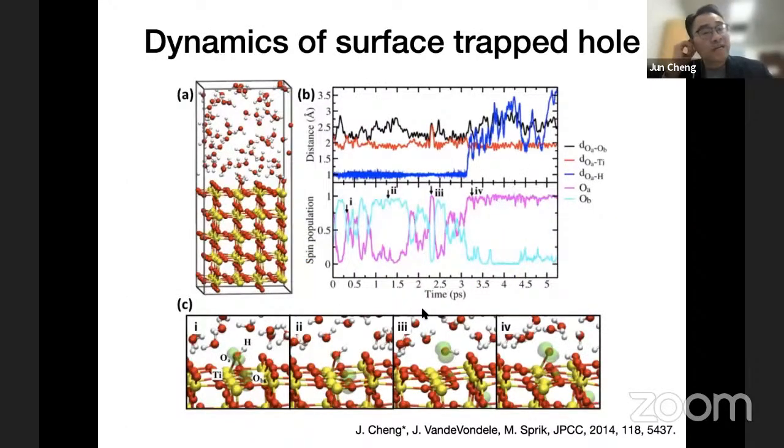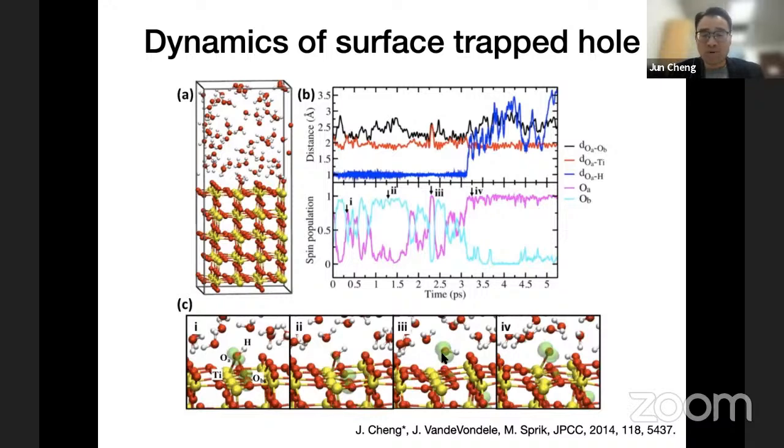Okay, based on this trajectory, we can analyze the structure, how the spin density evolves with the local structure. We can see, as I just pointed out, as an OH group, you can have a sharing of spin density between the OH radical and the surface oxygen. And when the distance between these two oxygens gets too long, the unpaired electron can really localize on the surface oxygen.